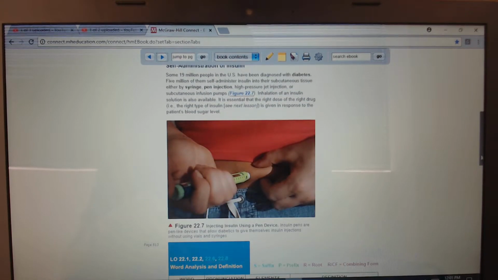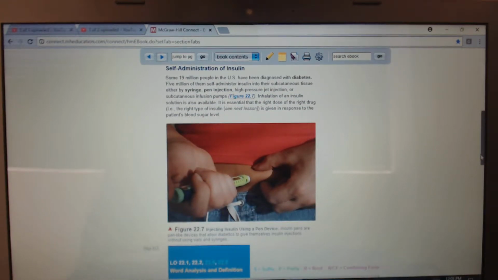Here we have a patient who is self-administering insulin. Some 19 million Americans have been diagnosed with diabetes. 5 million of them self-administer insulin into their subcutaneous tissue, either by syringe or pen injection, high pressure jet injection, or subcutaneous infusion pumps. There's also an inhalation solution of insulin.